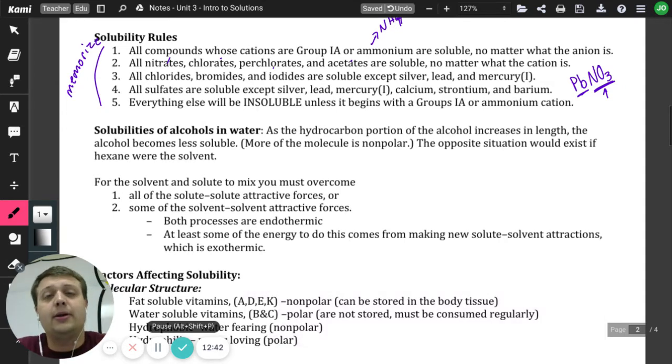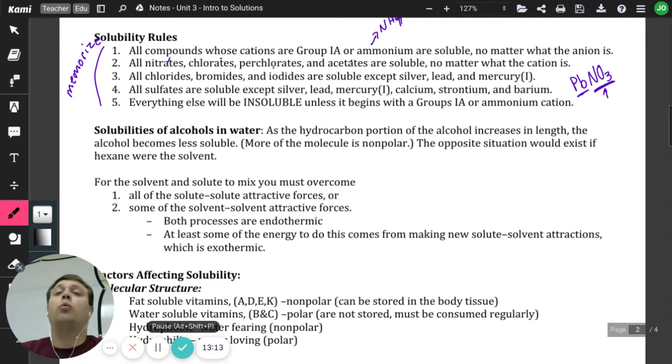If I've got solubility of alcohols in water, this is going to be a little bit different from our solubility rules because our alcohols don't always have what would look like a polar or nonpolar bond. Alcohols are going to be soluble in water. However, if I'm talking about a very long carbon chain of those alcohols, the longer it is, the less soluble it will be.